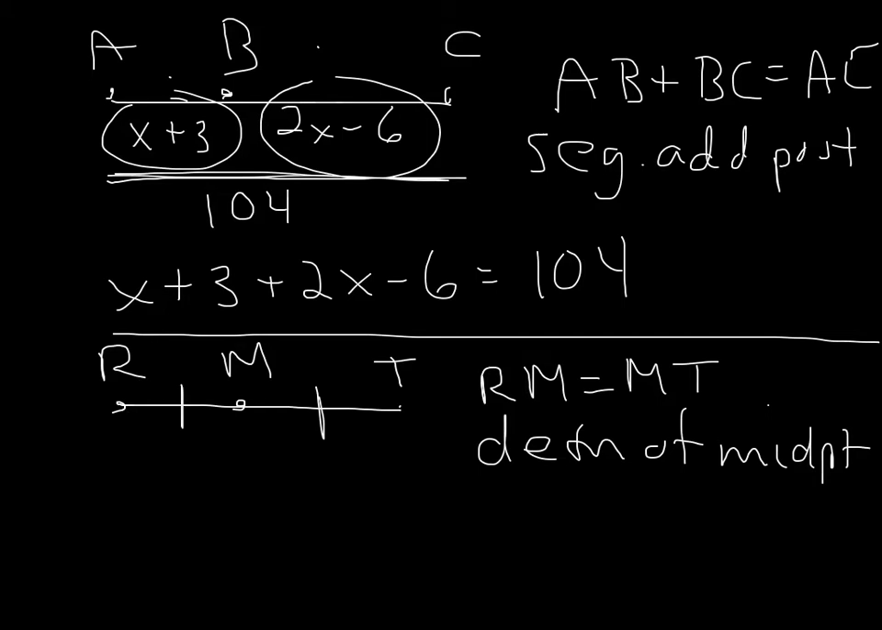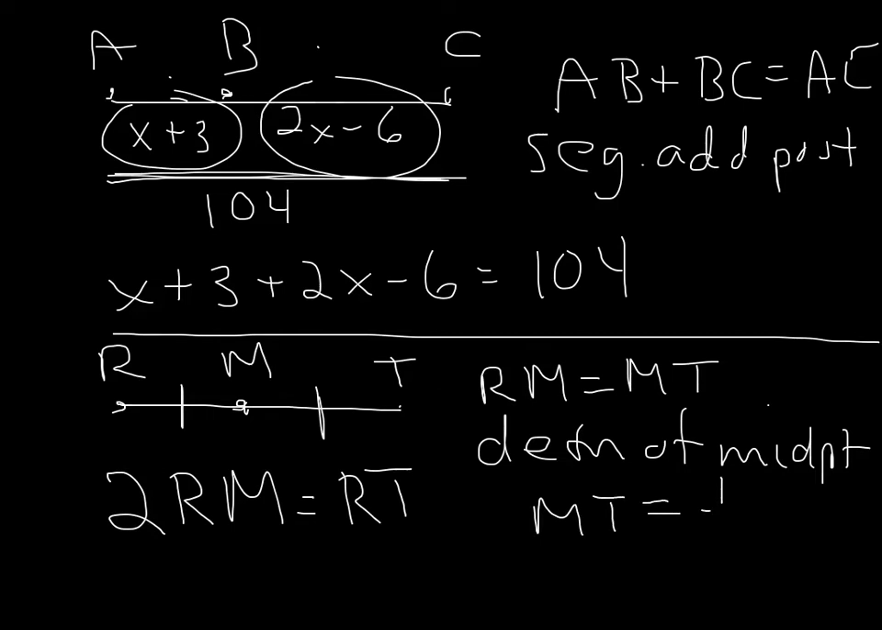What's also true if we have a midpoint is you could say two of the small pieces, so two of either RM or MT, equals one big piece, RT. Or you could divide by 2 and say one of the small pieces, I'll use the other small piece, MT, equals 1/2 of the large piece, RT.